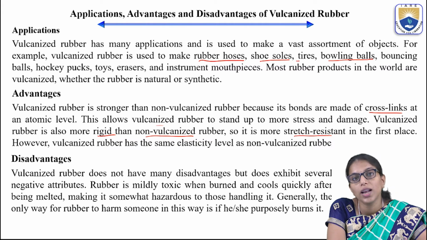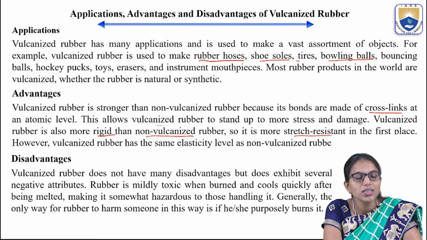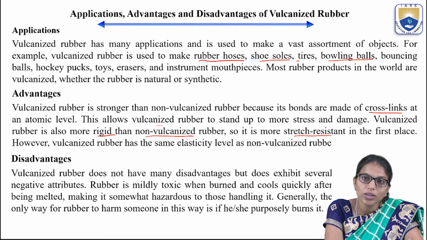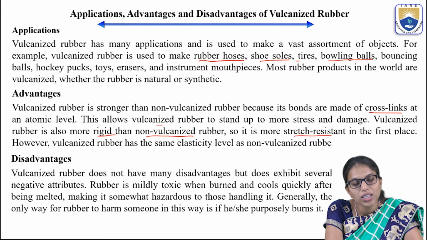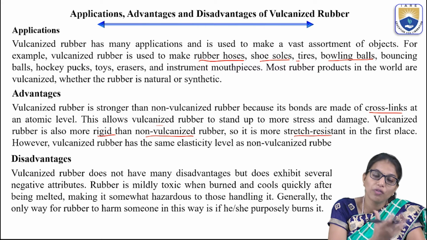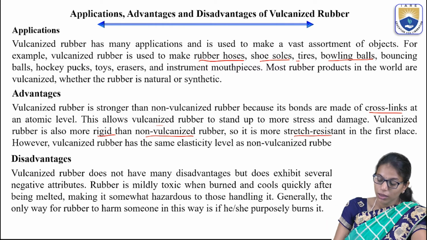Now coming to the disadvantages, in general there are no disadvantages, but it does have some hazardous property as well. When we burn this kind of vulcanized rubber, it is harmful for health.